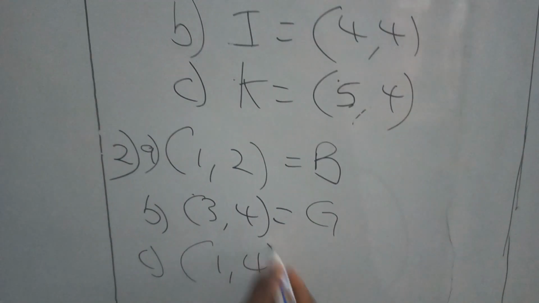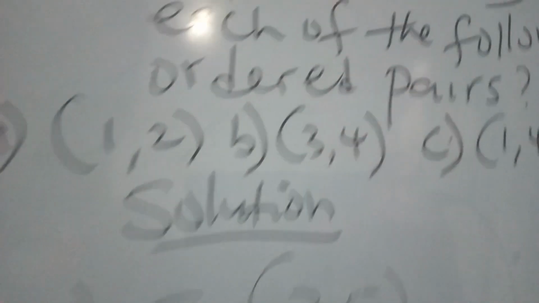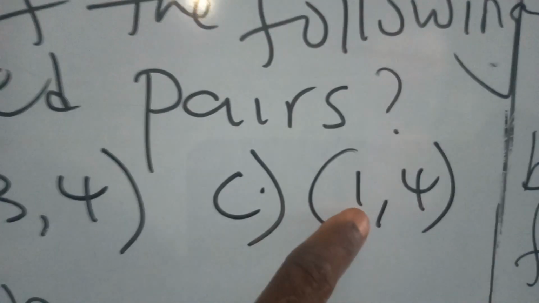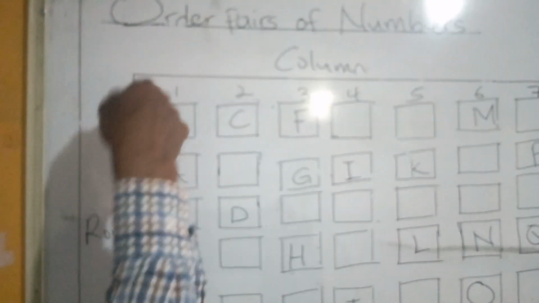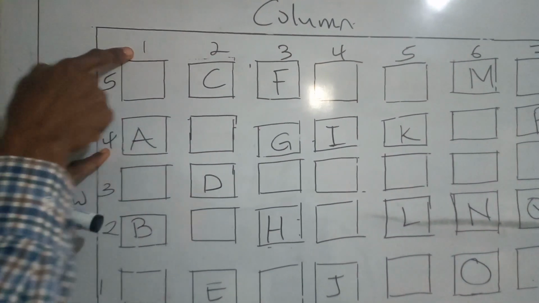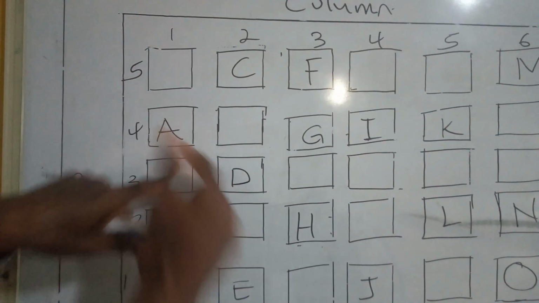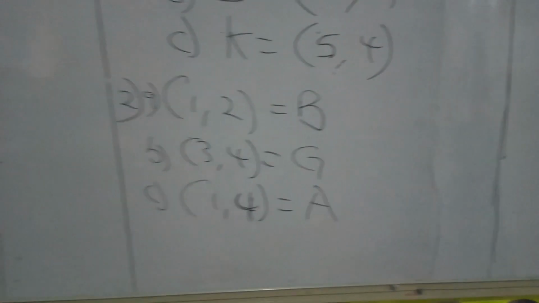Then the last one is 1 and 4. So my 1 is my column number. Can you see it? While this one is the row number. So I'll go to my city plan and look for my 1, which is the column number. Look at my 1 here. Column number. Then look for 4. For what? Row number. So where they are meeting is A. So my answer is A.